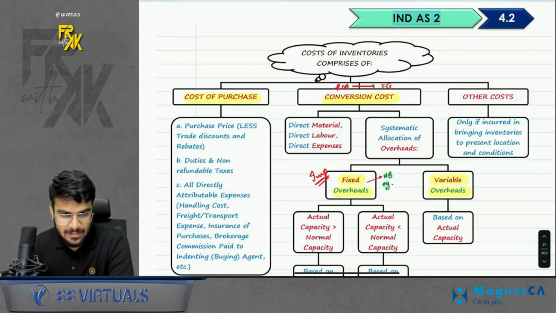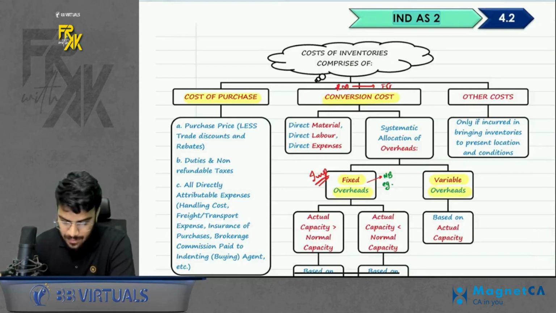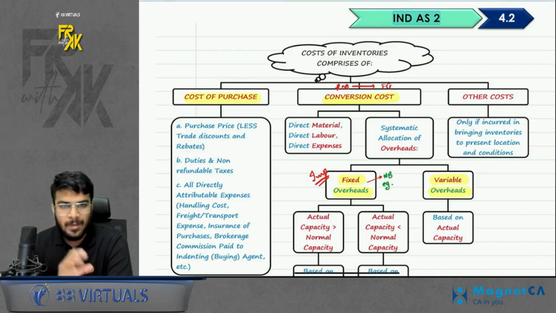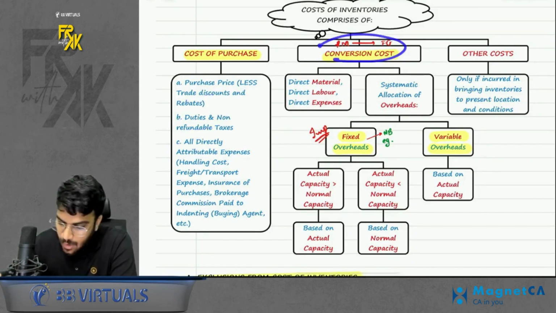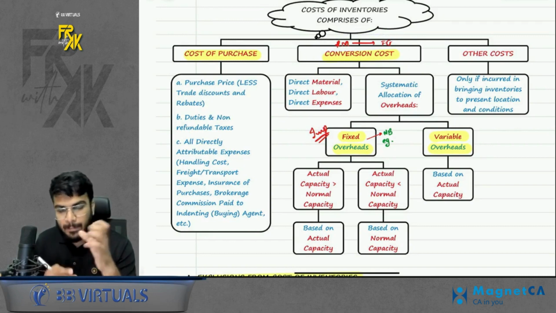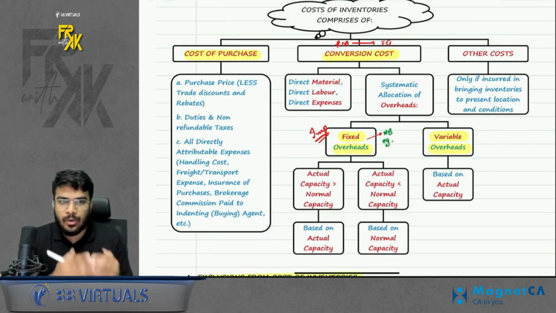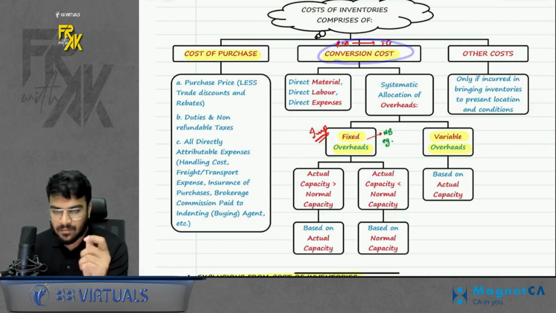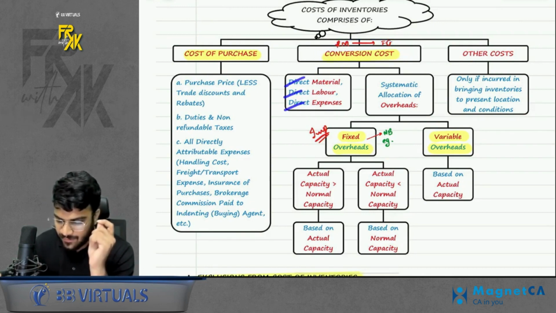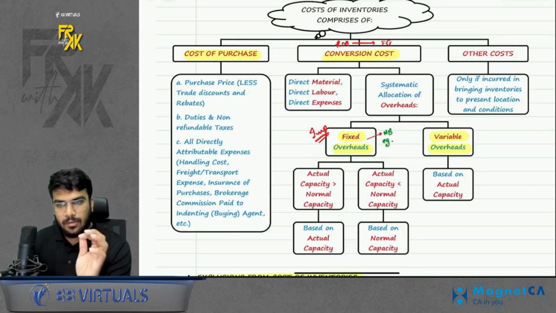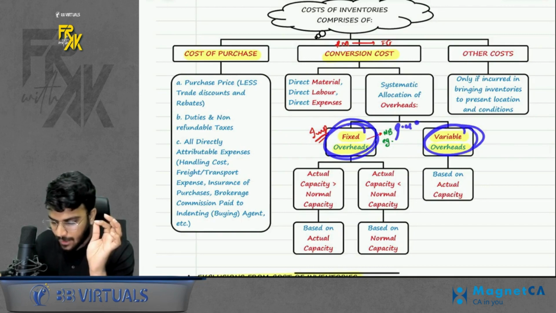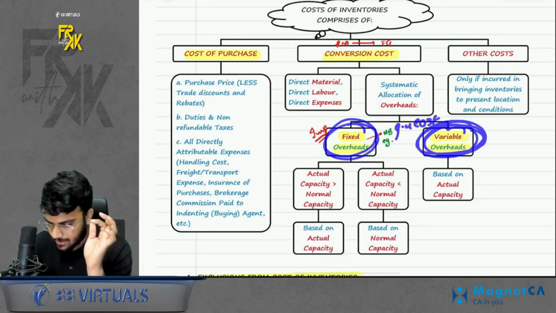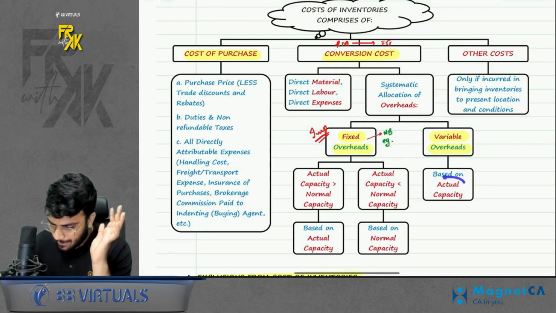If you are into trading business, that means you purchase the item and you sell it as it is. So in your cost, only cost of purchase will come. That will include purchase price, less trade discount, add non-refundable taxes, add all the directly attributable expenses. But if you're into manufacturing business, you will purchase, you will also incur conversion cost, and then you will sell. So what will come in conversion cost? Direct material, direct labor, direct expense, factory overheads. In factory overheads, there are two types: variable overheads and fixed overheads. To find the per unit cost of variable overheads, you will divide total variable overheads by actual capacity.